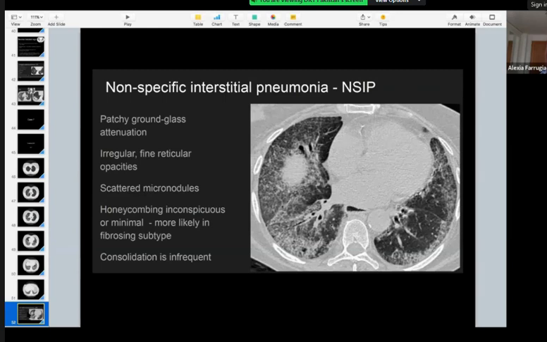And as you may know, there are two types of NSIP. There's the cellular NSIP and the fibrotic NSIP. And with fibrotic NSIP, there is some overlap with a UIP pattern. So that's when you may see some honeycombing. But the predominant pattern overall is ground glass. Okay. And consolidation is infrequent.